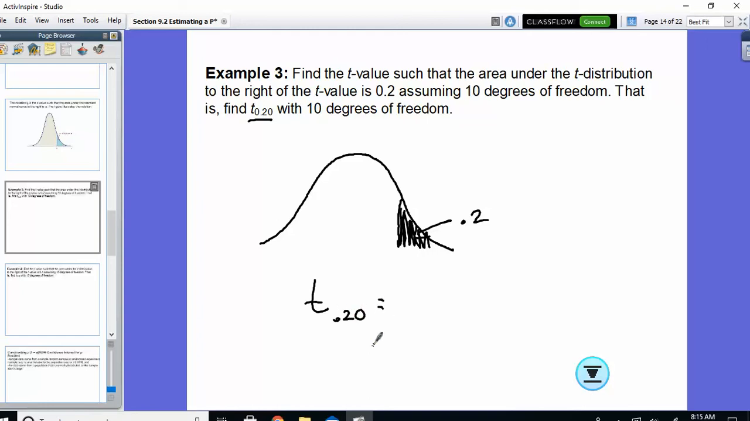So if you look at your table, unlike with the normal table, it gives area to the right, so I don't have to do 1 minus or anything. We have 10 degrees of freedom. So on the left, you'll go down to row 10. The top is your areas, your probabilities. So we go to 0.2, and what do we get? 0.879. Everybody see that number?